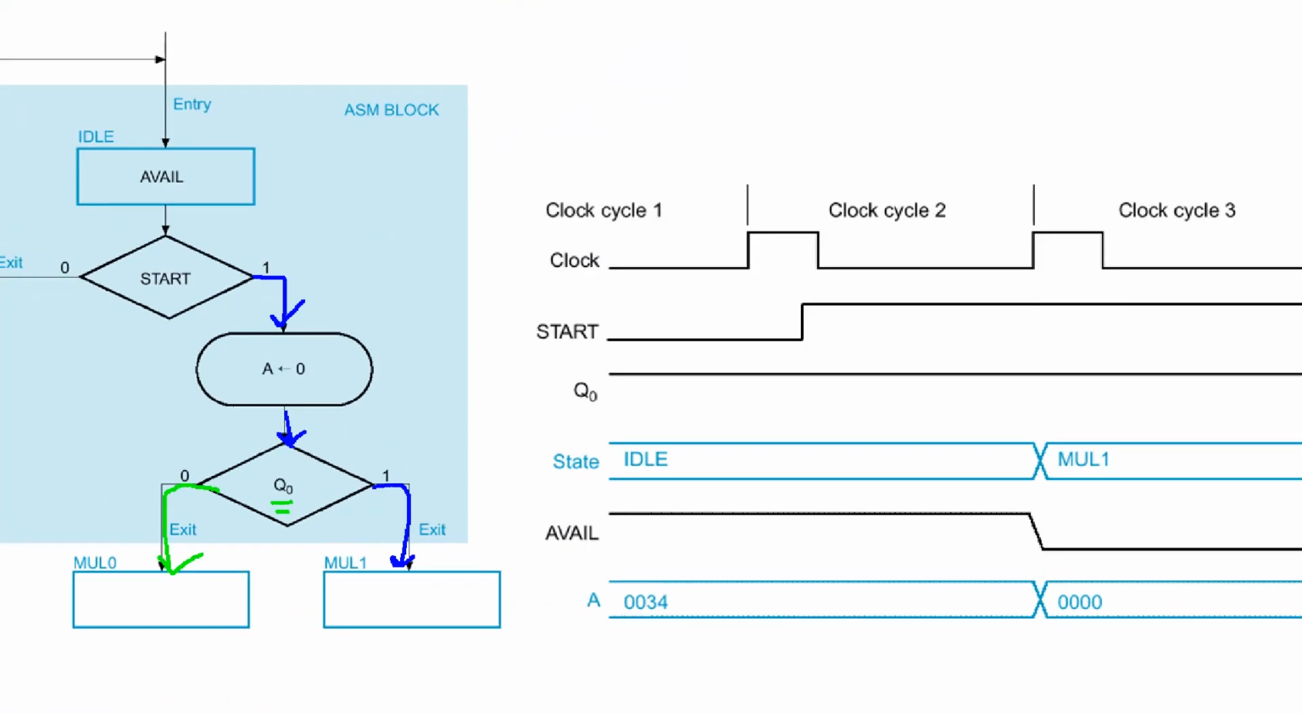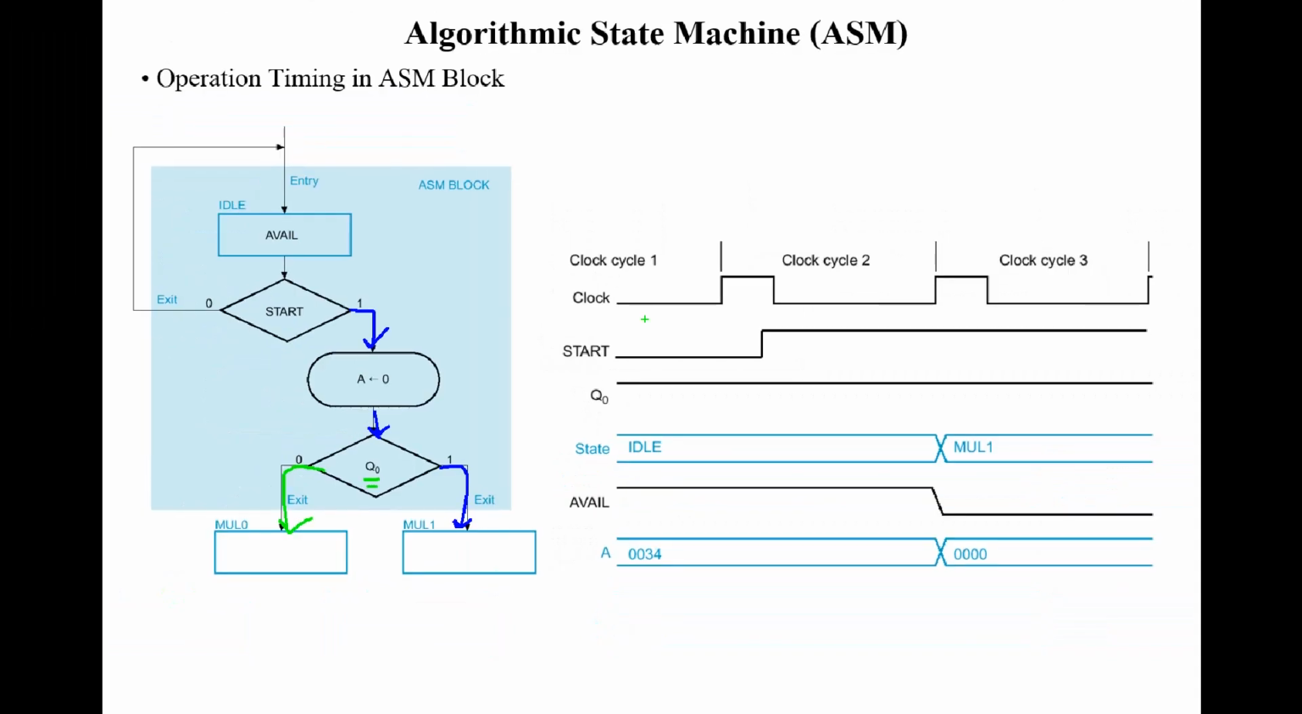So if you look at this timing diagram, okay, now start. At state idle, at this state, eval is 1. It's high, right? And register A has some initial value, or previous value.